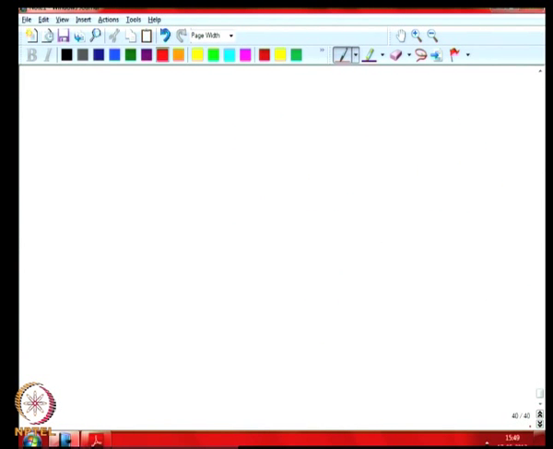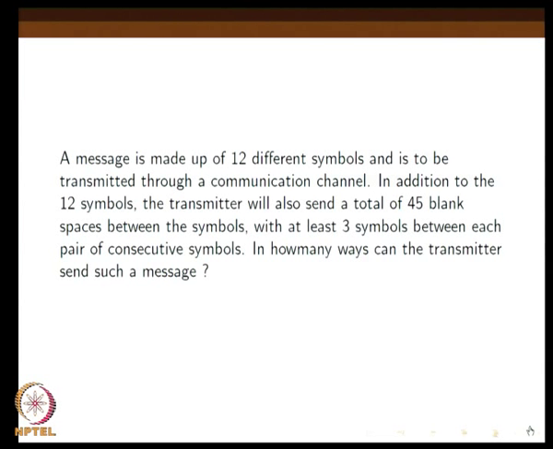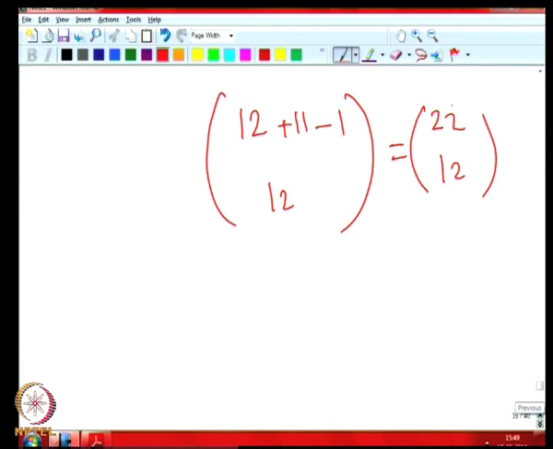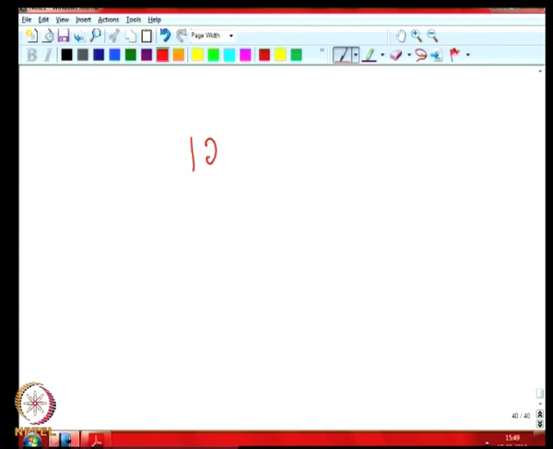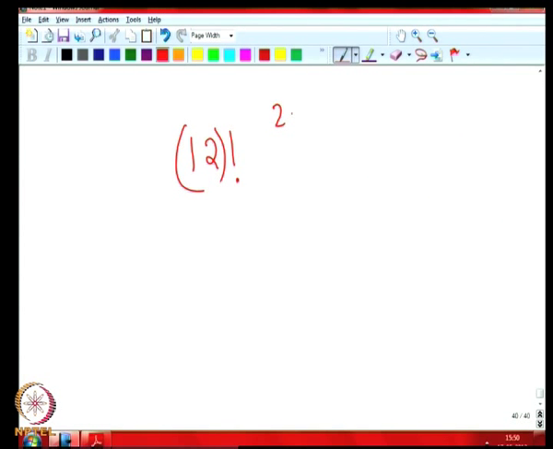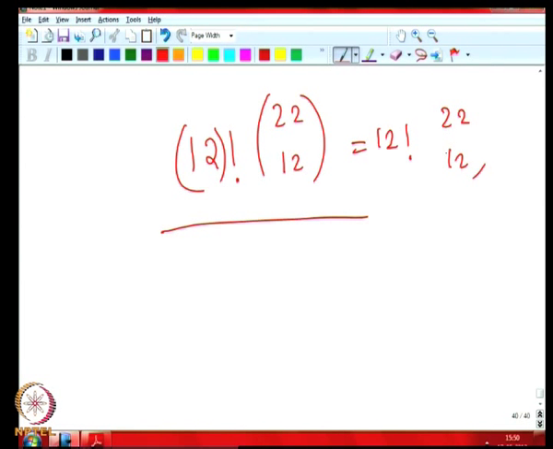And now the next one we will consider. Okay, fine, we haven't completed the answer here, because what we have done is the way we can arrange the blank spaces, but you remember there were 12 factorial messages. For each message we can do this distribution of blank spaces among the gaps, that is 22 choose 12 ways. So the total is 12 factorial into 22 choose 12 ways.